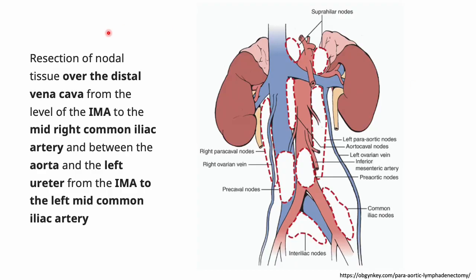So looking at this picture, and this is a small excerpt from UpToDate, I think it's a great description: resection of the nodal tissue over the distal vena cava from the level of the IMA to the mid-right common iliac, and then between the aorta and the left ureter, which is here, cut off, but you can imagine it going down, from the IMA to the left mid-common iliac artery. And so it's basically in this boxed area here that you'll be removing the lymphatic tissue in order to complete your paraaortic lymph node dissection.